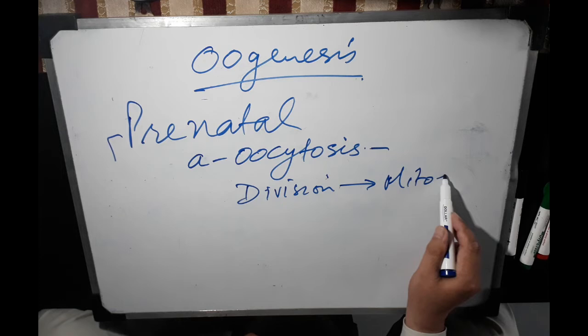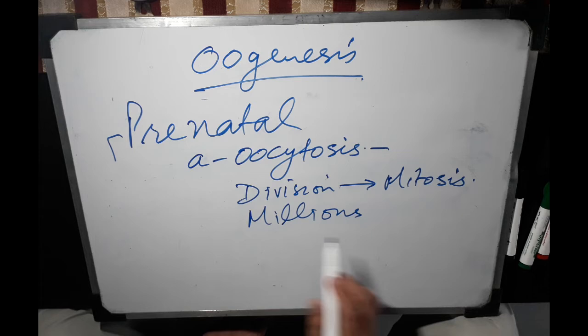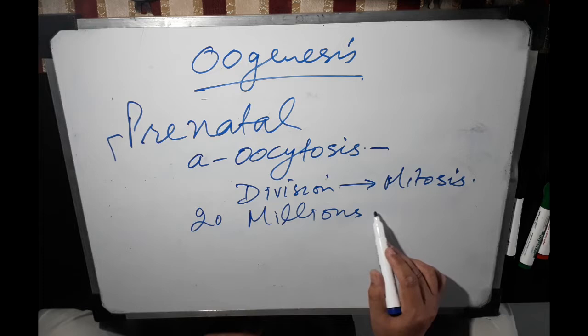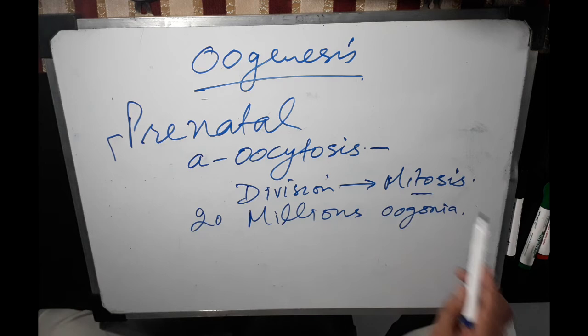So about 20 million oogonia are formed. So this division is through mitosis. So there is no genetic change.